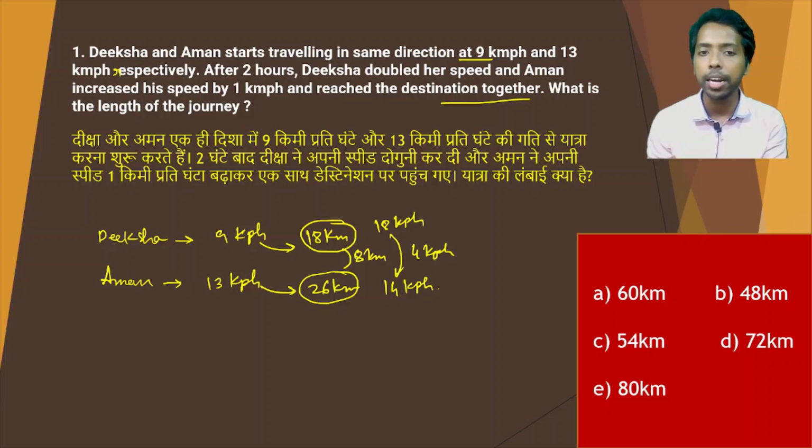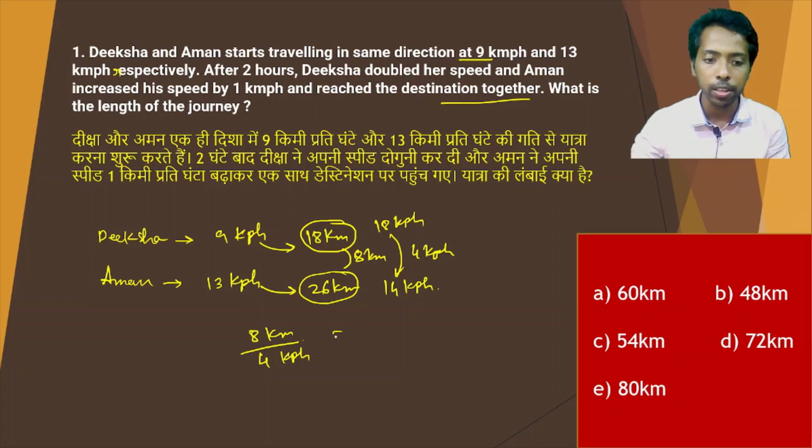Diksha and Aman meet at the destination point at the same time. So this is 8 km, the difference in distance, and 4 km per hour is the difference in speed. So simply take the distance, that is 8 km, divided by the difference of their speed, that is 4 km per hour. So that is 2 hours. After 2 hours, they meet at the destination point together. So what's the total distance? For 2 hours of traveling, Diksha covers 36 km, and Aman covers 28 km. I hope this is clear.